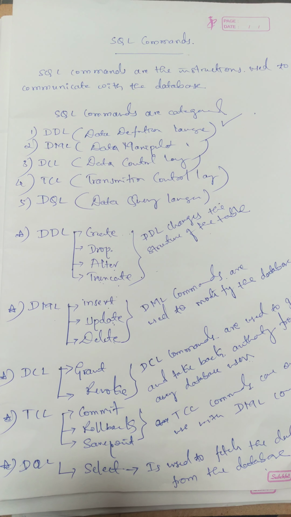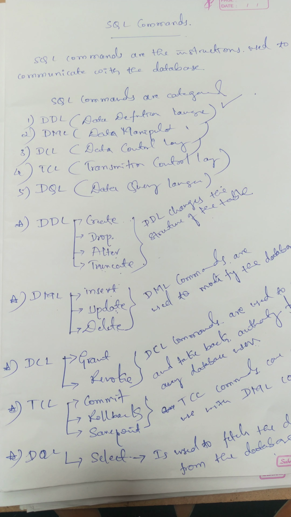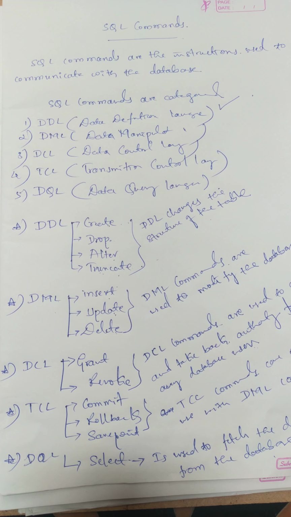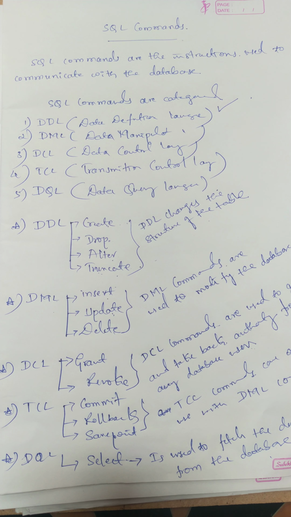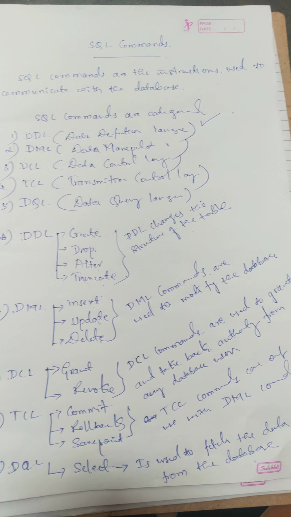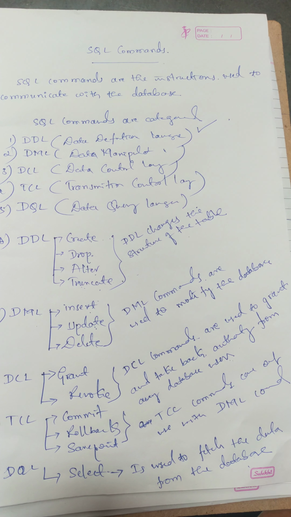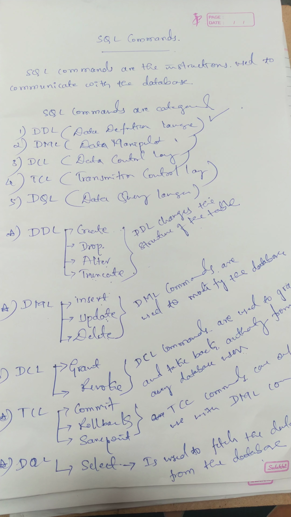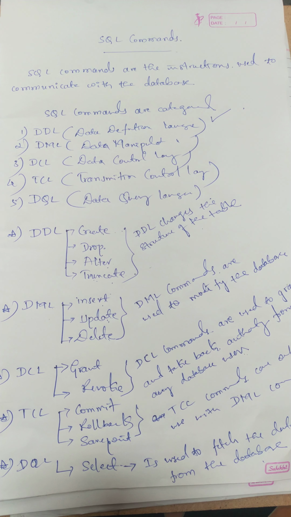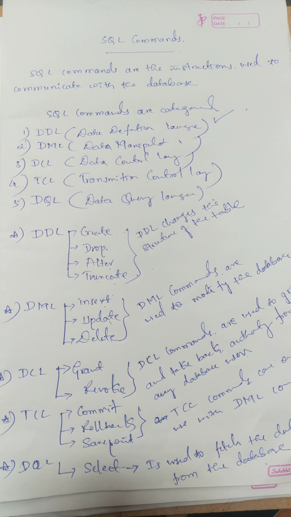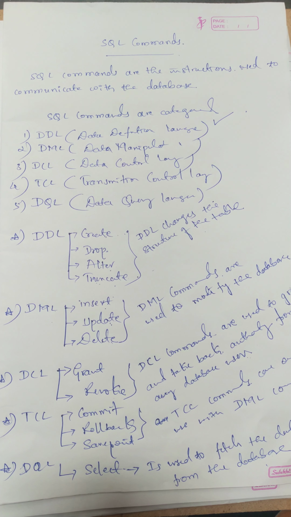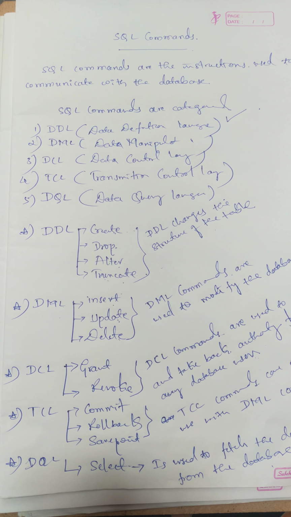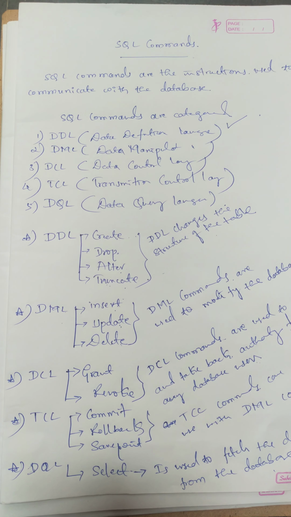The data control language commands are used to grant and take back authority from the database user. Next we have transaction control language. In TCL we have commands like commit, rollback, and savepoint. These TCL commands can be used with the DML commands, like insert, update, and delete. With examples we'll see this in the next class.